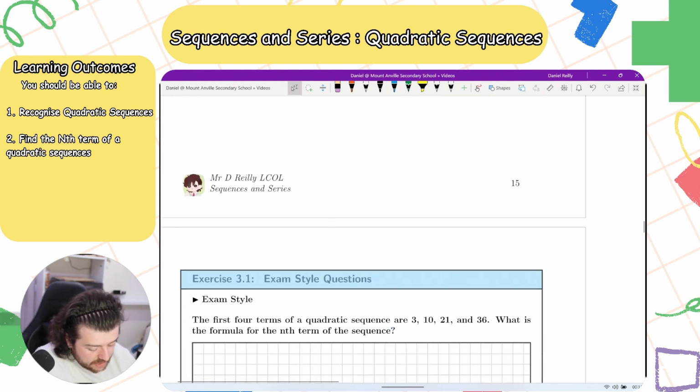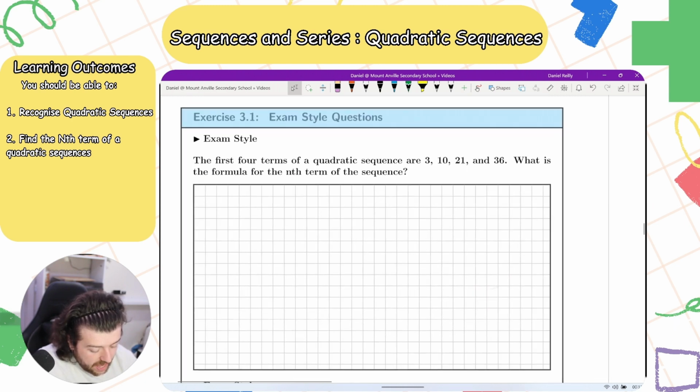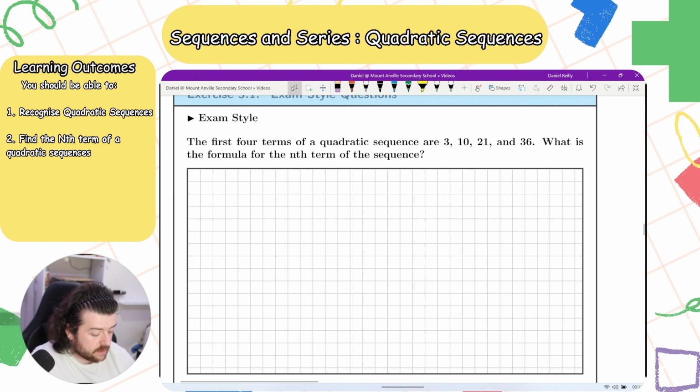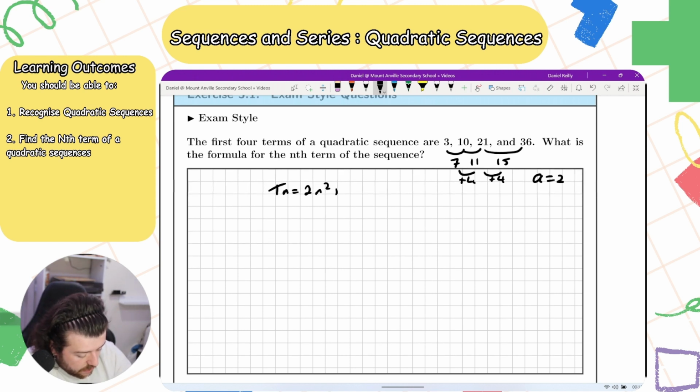Right, so let's look at some exam questions now. Let's look at this exam style question. The first 4 terms of a quadratic sequence are as follows. What is the formula for the nth term? So 7, 11, and 15. I'm going up in 4s. So my second difference is 4, so it's quadratic. A then is going to be equal to 2. So I have Tn equals 2n squared plus bn plus c.